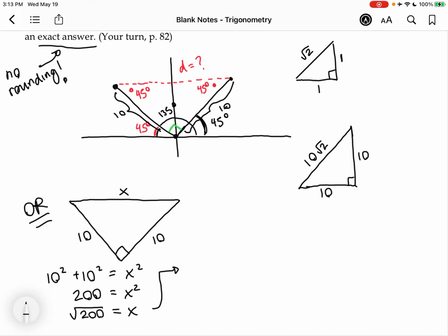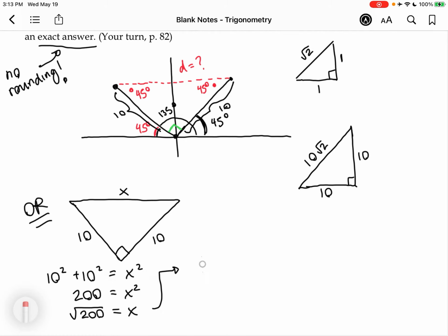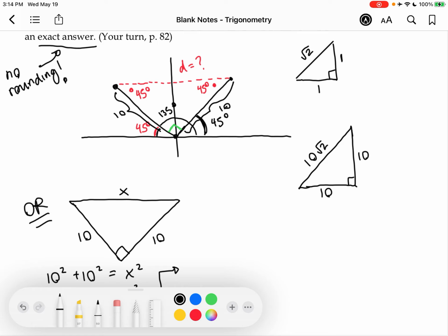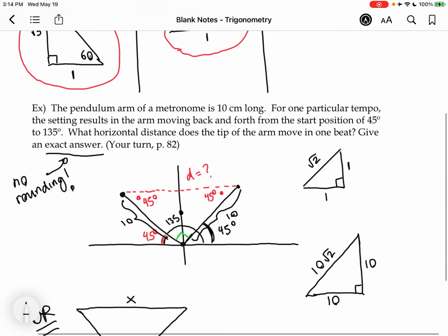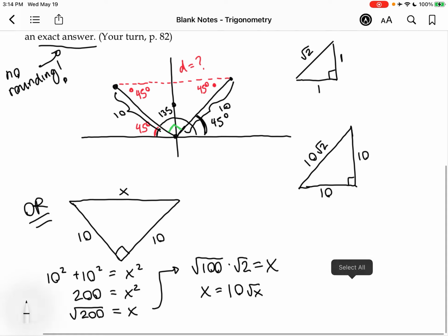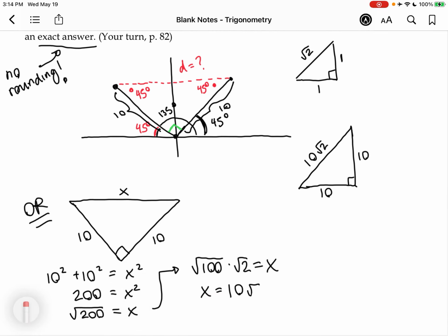Because we want an exact value. And 200 is 2 times 100. So that's going to be the square root of 100 times the square root of 2. Which means X equals 10 root 2, because the square root of 100 is equal to 10. And this is in centimeters. Oh, I wrote root X, sorry, root 2.